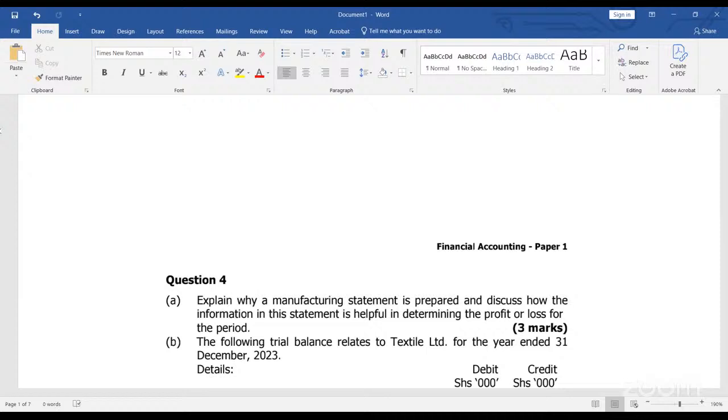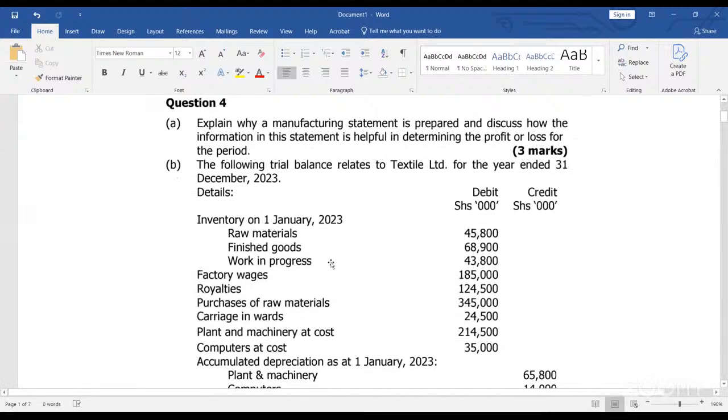Let us see how to prepare the manufacturing account and then the statement of profit or loss. So that's our question on the screen. I've already shared this. Let us try to go through this very fast.